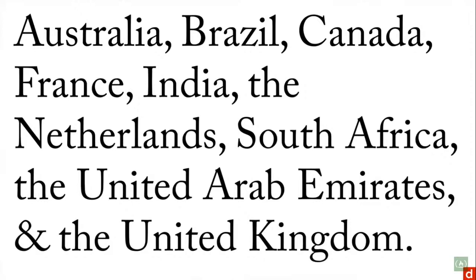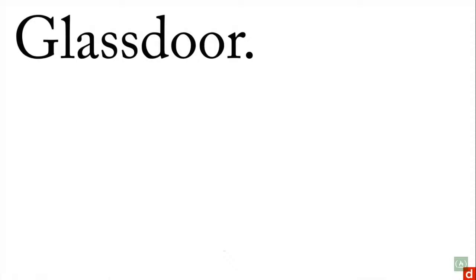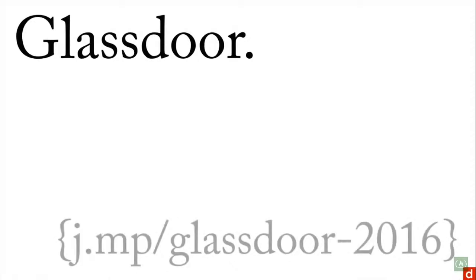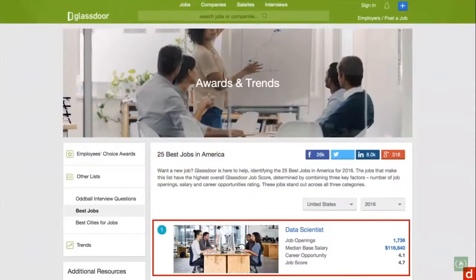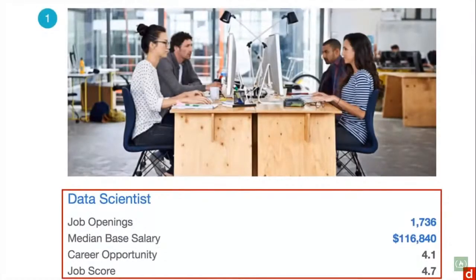And if you need a little more, let's take a look at Glassdoor, which published an article this year, 2016, and it's about the 25 best jobs in America. And look at number one right here. It's data scientist. And we can zoom in on this information. It says there's going to be 1,700 job openings with a median base salary of over $116,000 and fabulous career opportunities and job scores.